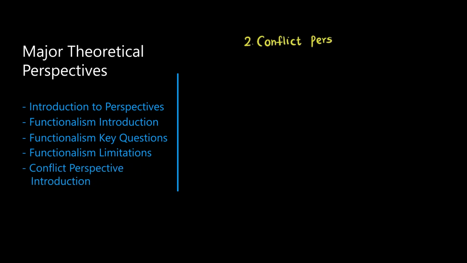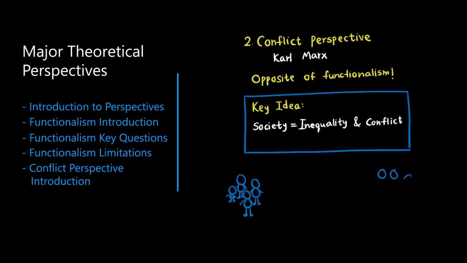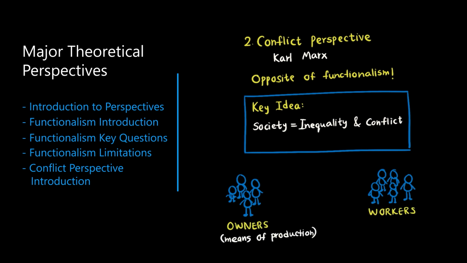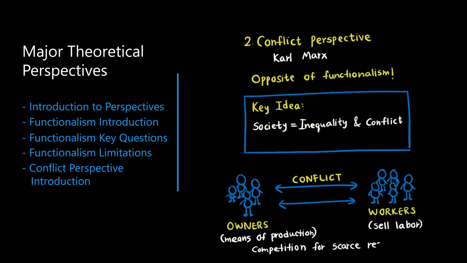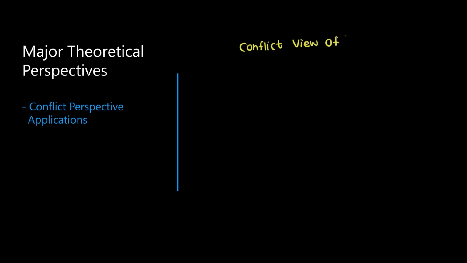Now let's talk about the conflict perspective. This is almost the opposite of functionalism in many ways. While functionalism sees society as basically cooperative, the conflict perspective sees society as characterized by inequality and conflict over scarce resources. This perspective comes primarily from Karl Marx, who focused on economic inequality and class conflict. Marx saw society as divided between those who own the means of production and those who must sell their labour to survive.